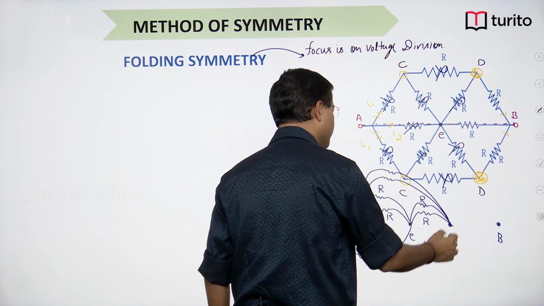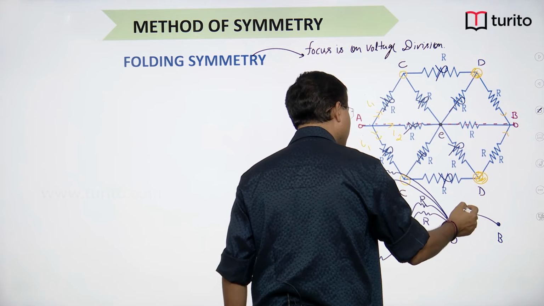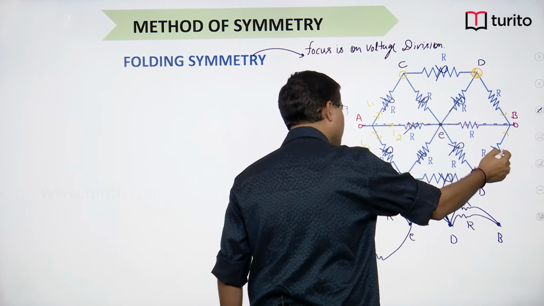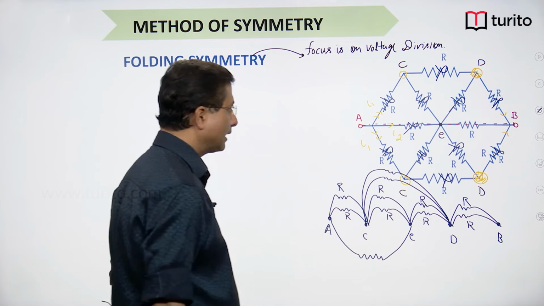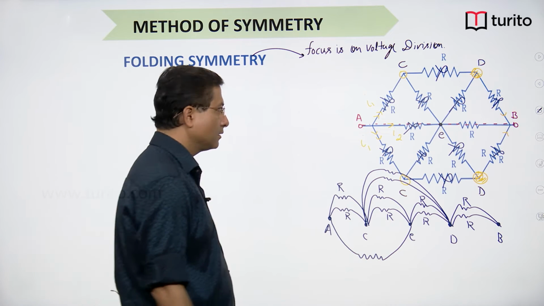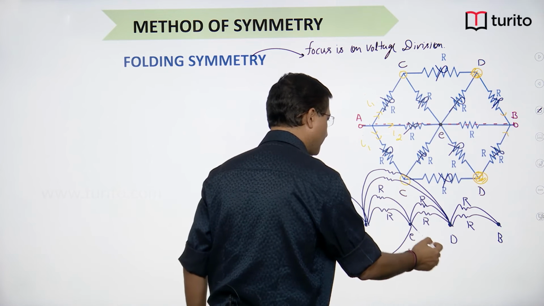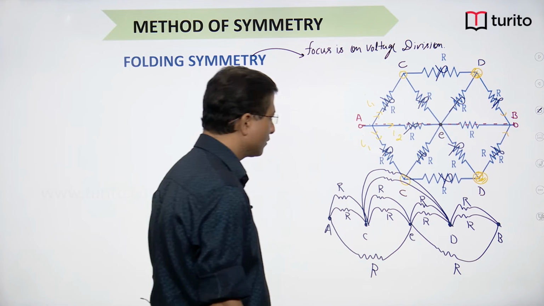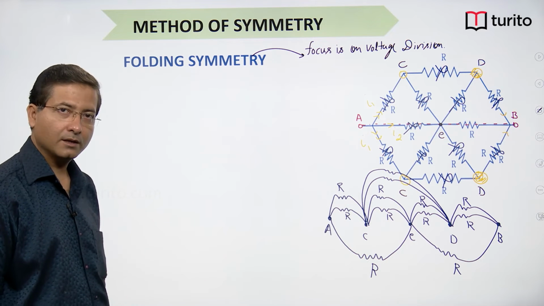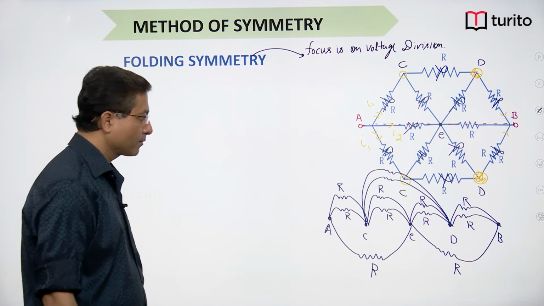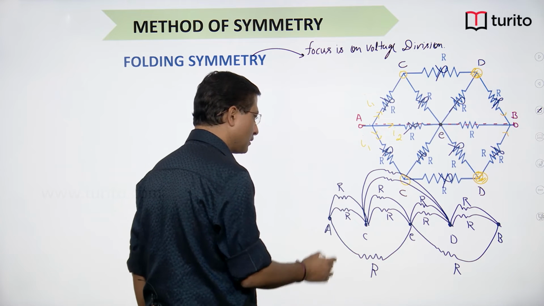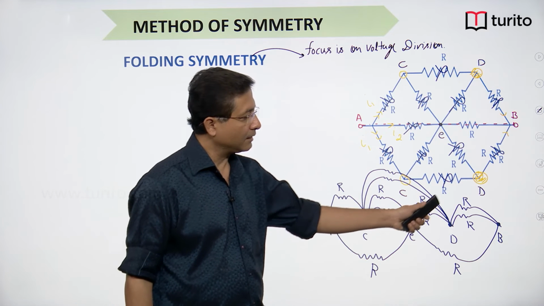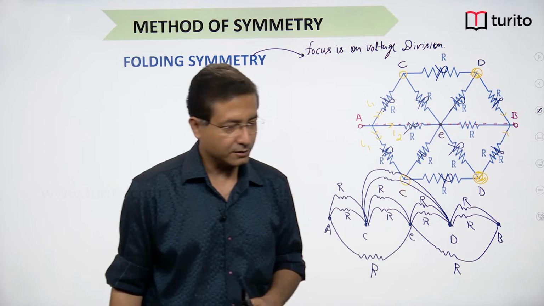D to B, D to B. And then the last one, E to B. Okay. Now, these two are in parallel, these two are in parallel, these two are in parallel. I start seeing series parallel combination.